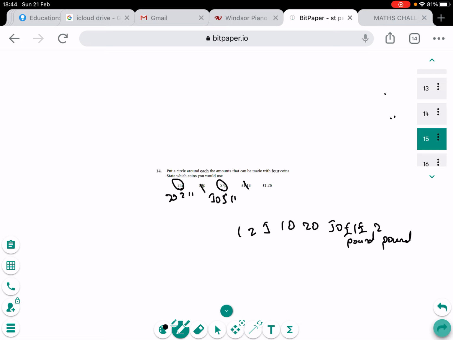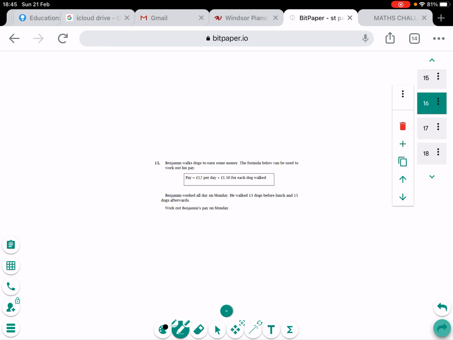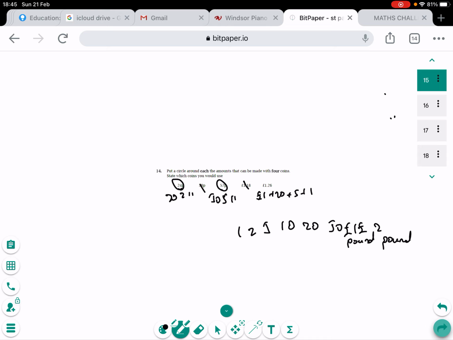Oh, yeah, I forgot to circle that. £1.26. £1, 20 pence, plus 5 plus 1. So 1 plus 20 plus 5 plus 1. So that's the solution for question 14. So the ones you circle are the first one, the third one, and the last one.